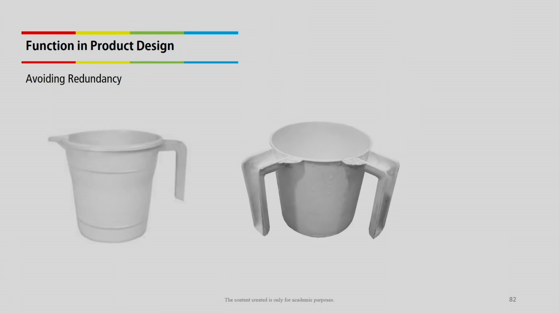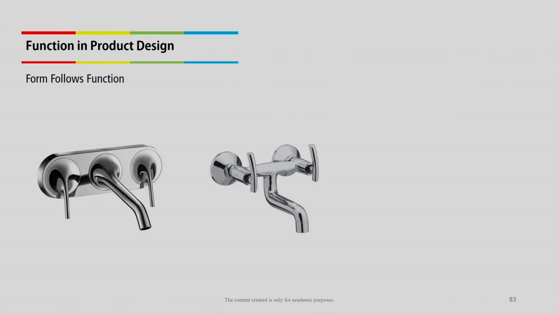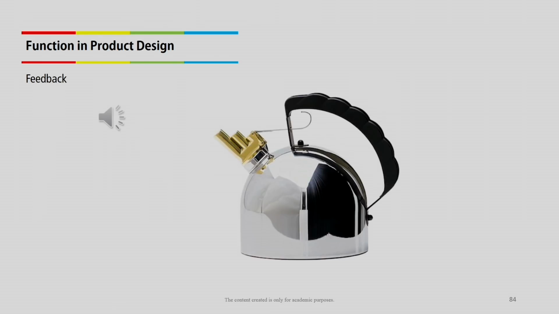Next is avoiding redundancy. So, the designer should use the exact number of elements required in a design, essential for fulfilling the functional requirement. Next is form follows function. To achieve functional design, the form of the product should not be compromised. A good designer always achieves the highest level of output with the help of sophisticated form, which gives better experience. Next is feedback.